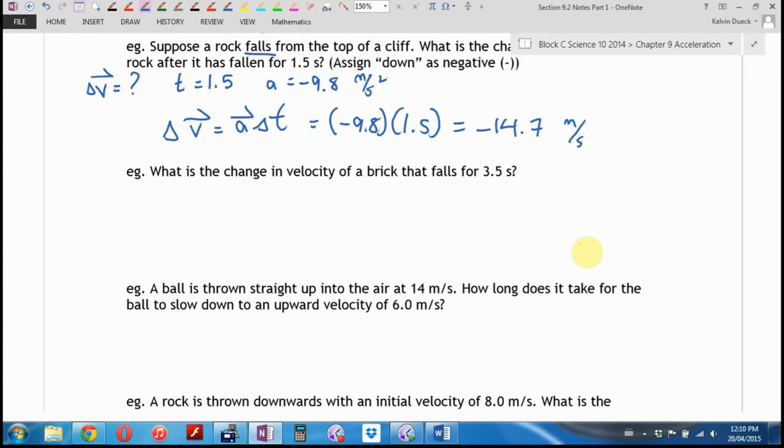What's the change in velocity of a brick that falls for 3.5 seconds? You know what? This is the same question. I'm not even going to define. I'm going to go straight to plug and chug.